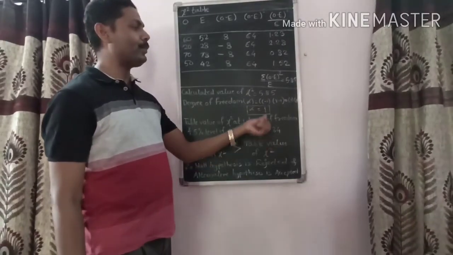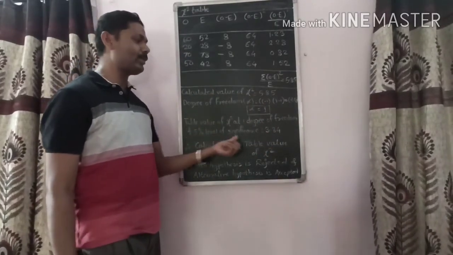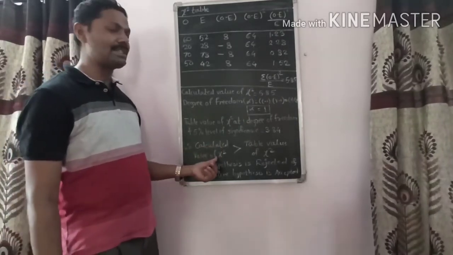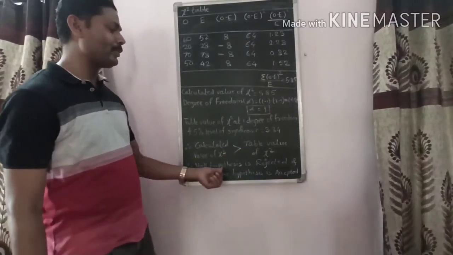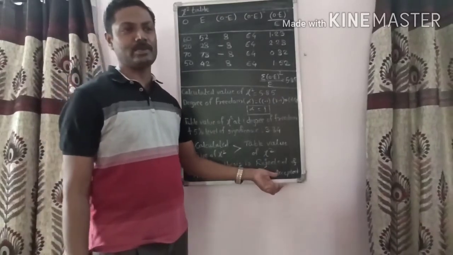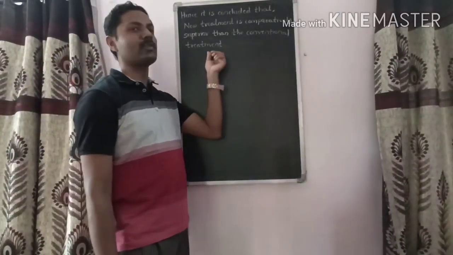So now by comparing calculated value of chi-square and table value of chi-square, it is clear that calculated value of chi-square is greater than the table value of chi-square. It means that null hypothesis is rejected and the alternative hypothesis is accepted. Conclude that new treatment is comparatively superior than the conventional treatment.